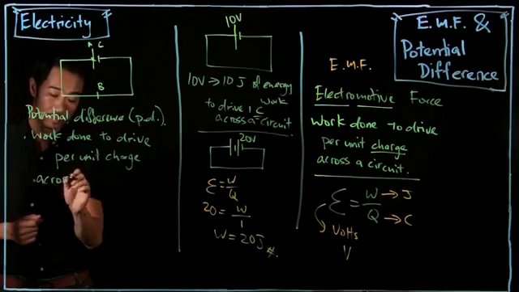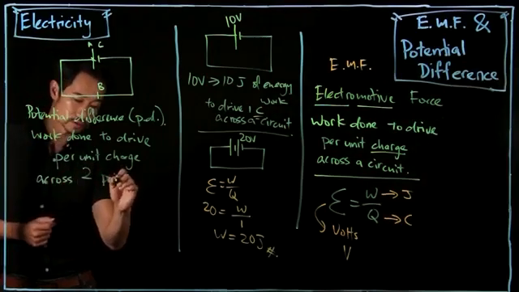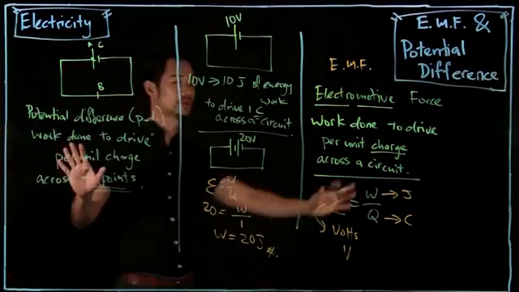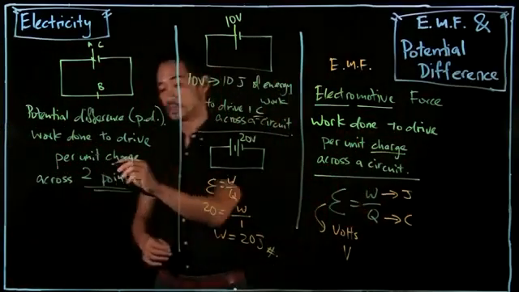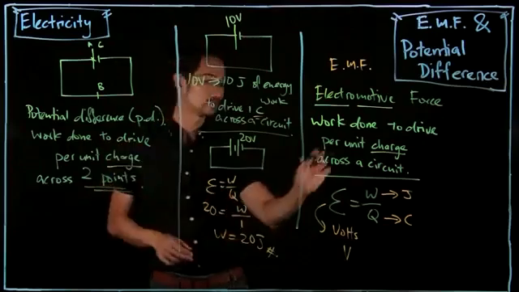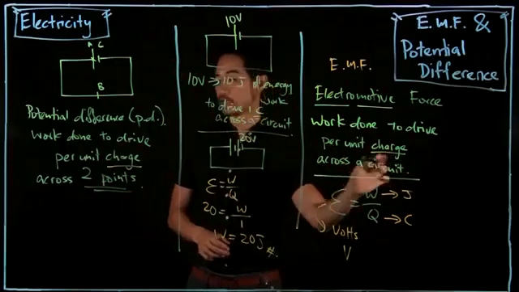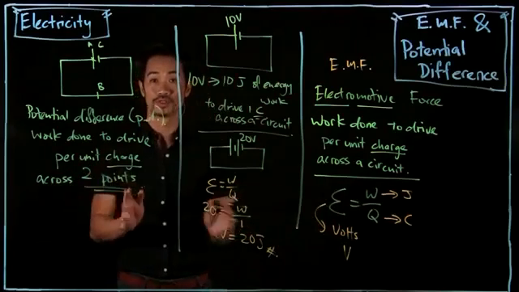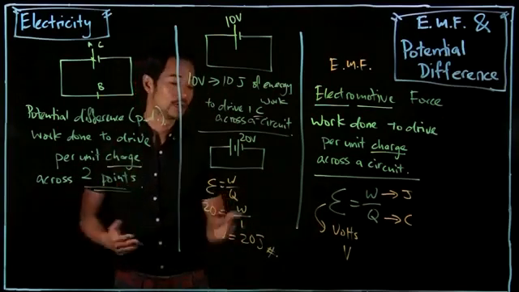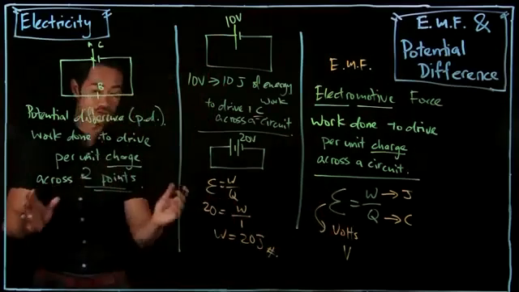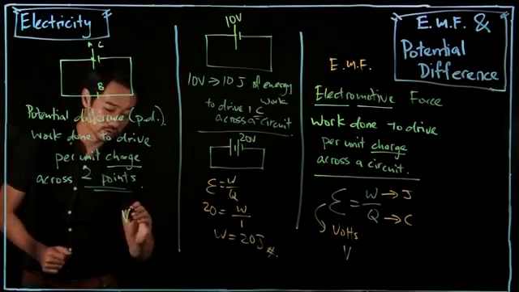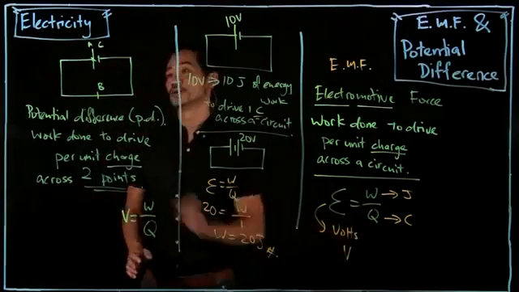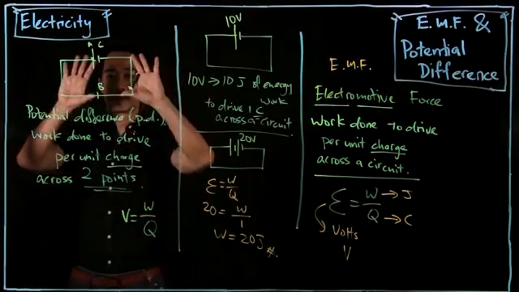Across 2 points. You compare this definition with this one. What is the key difference? Work done to drive per unit charge across a circuit, versus across 2 points. So that is the difference. Technically their formula is also the same. For PD we use V is equal to W over Q. What this means is quite simple.